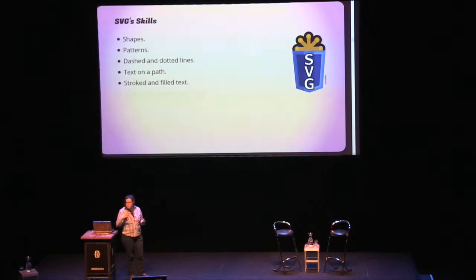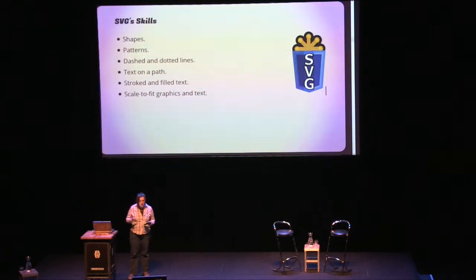SVG also does stroked and filled text. It does stroked and filled shapes, but it also does stroked and filled text without hacking around with a dozen different text shadows or with WebKit background clip. You just tell the shape that you want a gradient inside the text, or you want a blue outline, whatever you do, no problem, SVG can handle it.